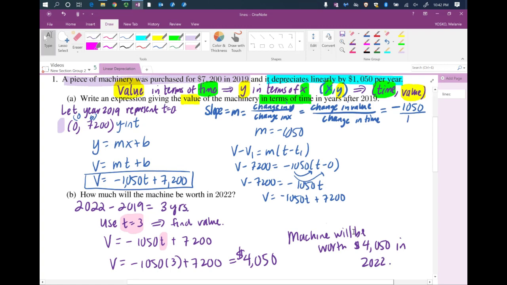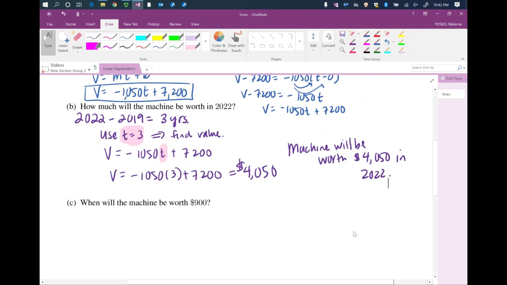I think there's another part here. Let's see. When will the machine be worth $900? Okay, so I'm going to write the equation again just so I don't have to keep scrolling back and forth. Read it again. When will the machine be worth $900? You see a value and a time? When, and here's how much it's worth. So this is the value. When means time, right? So in this example, when means we are trying to find t. And worth $900 means they've told us the value is now 900. Do you see we're solving it the other way now?